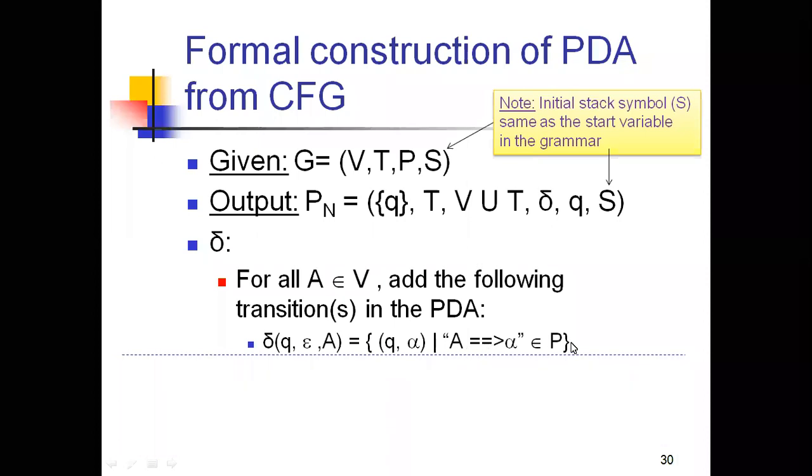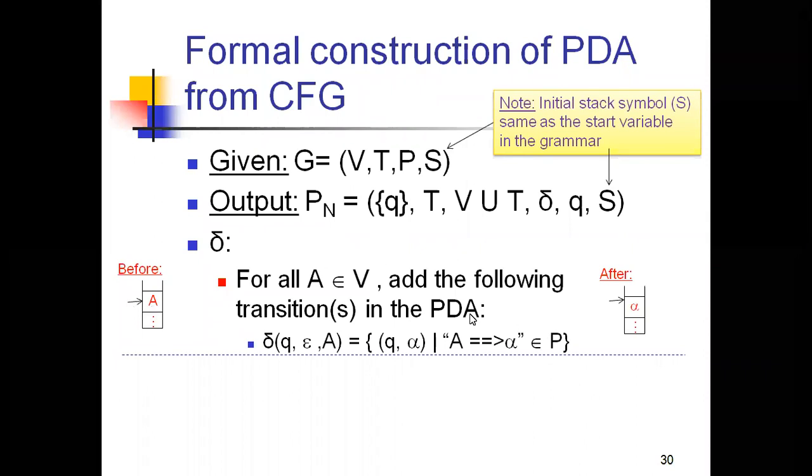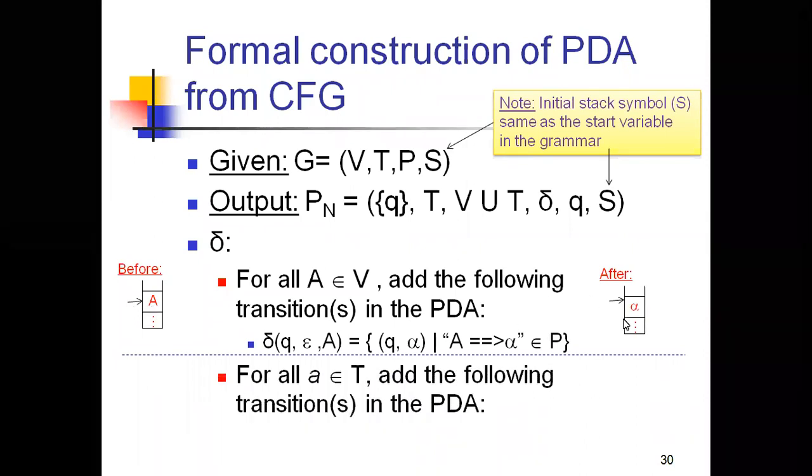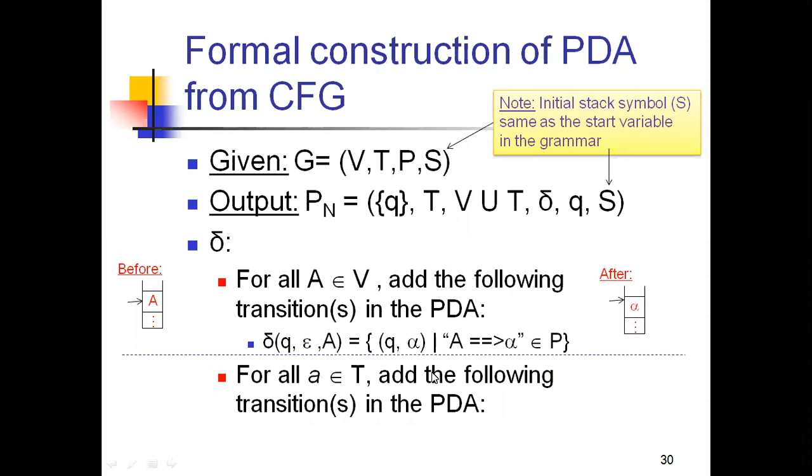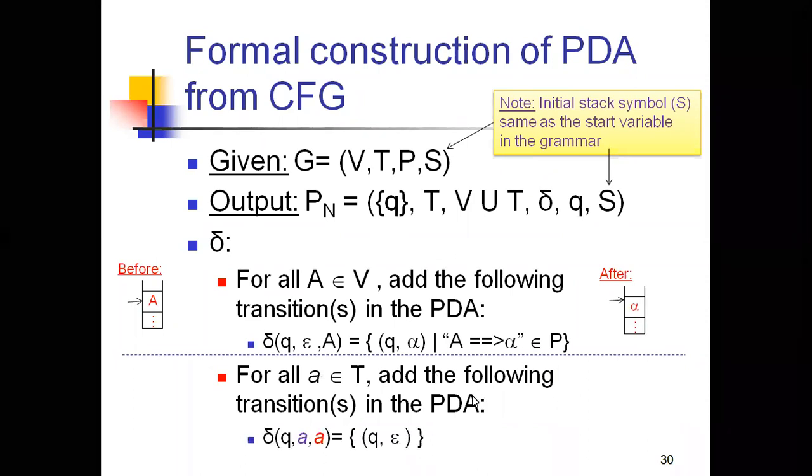Like this you need to convert. This is a stack symbol, and you need to show the stack representation also. This is before and this is after. Before it is a variable, and after it is a terminal, right? So for all A belonging to V, or else for all A belonging to T, terminals, you need to add the following transitions in the PDA like this: Q, the terminal, and the terminal.